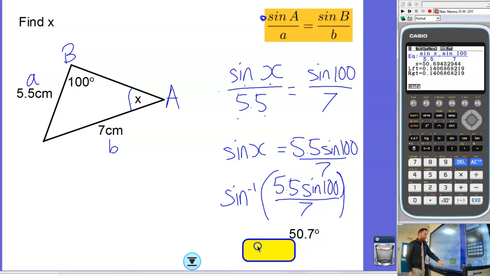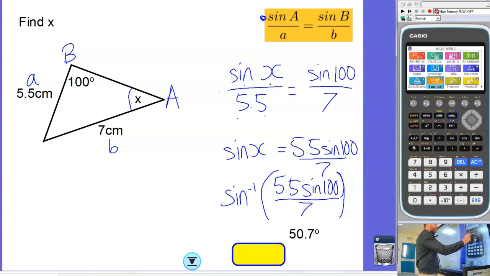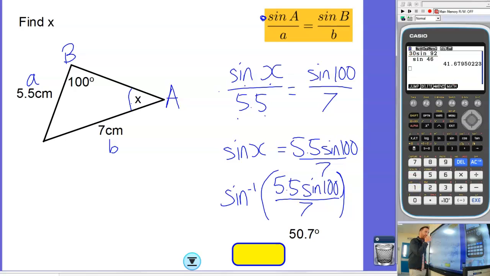So let's just check that we've got the right answer there. Yeah, 50.7. If we did it without the equation solver, so we go back to the menu and just in the normal run function, I need to do that shift sine because I'm working back from sine. I'm doing the inverse. Shift sine and then brackets, and then we'll put in all of that stuff. So 5.5 sine 100. On the bottom, we're going to have 7. And then I'll close my brackets and press execute. And we got 50.7 again for the angle. So there we go. That's finding an angle using the sine rule.